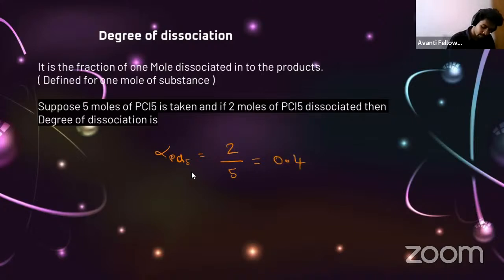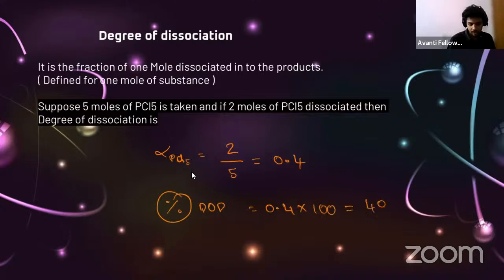If they ask you percentage degree of dissociation, that will be 0.4 into 100. Percentage degree of dissociation is 40%. You take 5 moles, exactly 40% of 5 moles will be dissociated. Or if you take 100 moles, exactly 40%, that is nothing but 40 moles, will be dissociated. Simple.